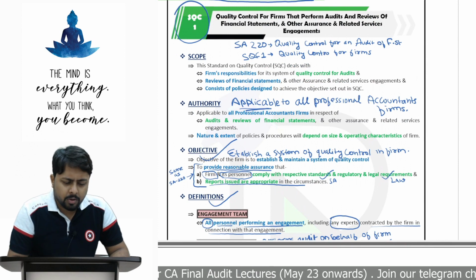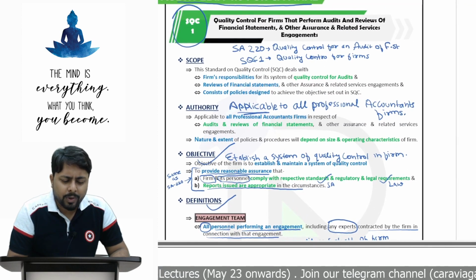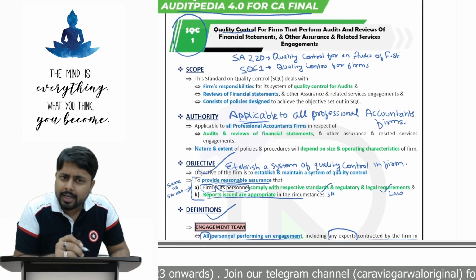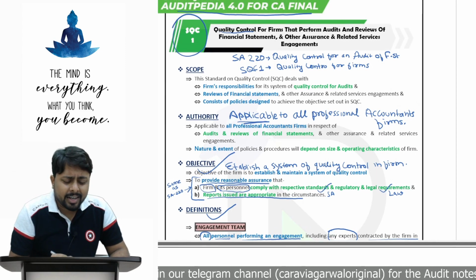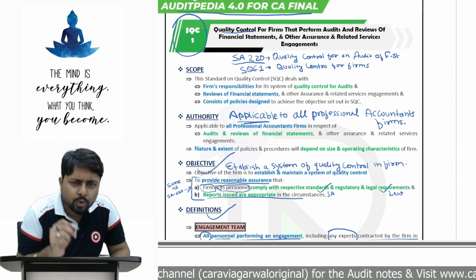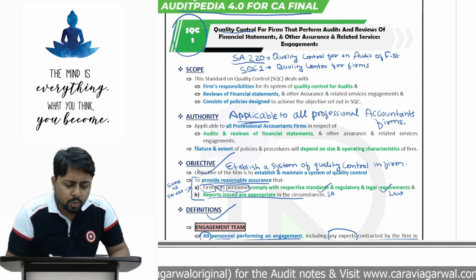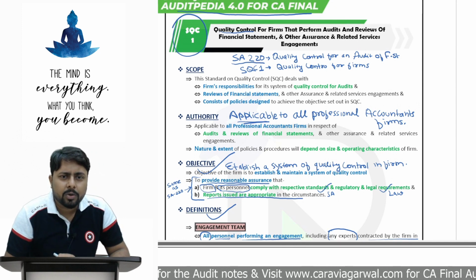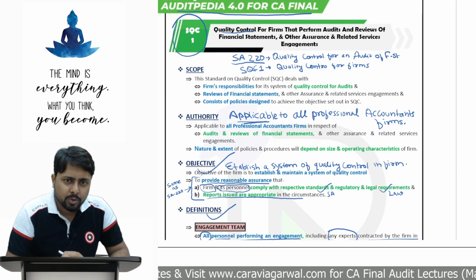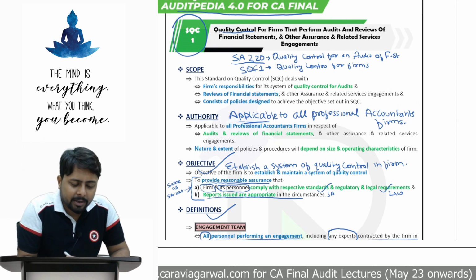SQC1. Sir, is this SQC1 related to quality control? Yeah, it is related to quality control. But sir, when we were studying SA 220, we already studied this quality control. Let me explain the difference between SA 220 and SQC1, and then we can proceed further.